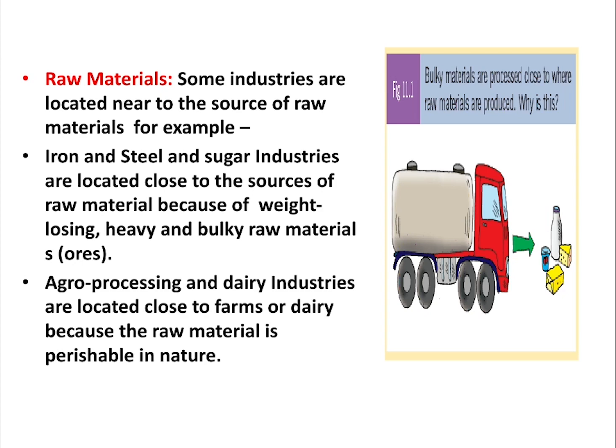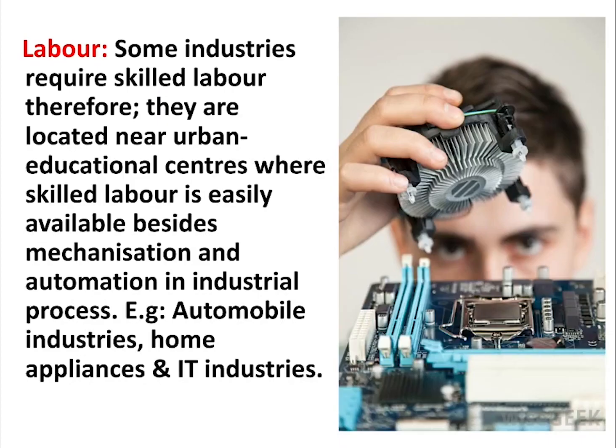If we talk about India, most of the iron and steel industries are located in the Chotanagpur Plateau region. Why? Because in the Chotanagpur region we have rich iron ore deposits. Because of that, most iron and steel industries are located near the Chotanagpur Plateau region. What is the main factor that affects the location of the iron and steel industry? Because they are weight-losing, heavy and bulky industries, right?